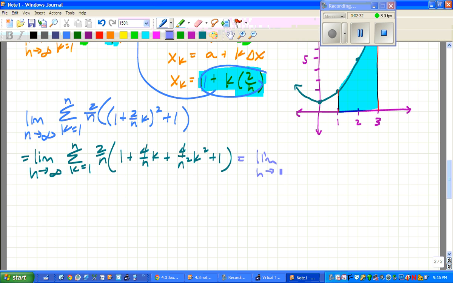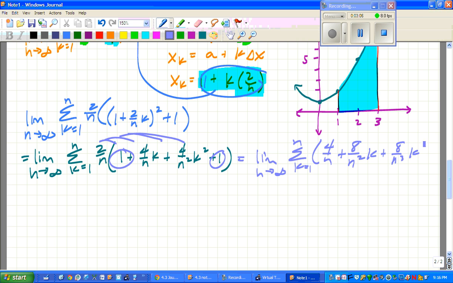So limit as n approaches infinity of the sum from k equals 1 to n of, well, we're going to distribute that 2 over n to everything, but really we've got 1 plus 1. So 2 over n times 2, that's going to give us 4 over n, plus 2 times 4, we're going to get 8 over n squared times k, plus 8 over n cubed times k, oops, k squared.